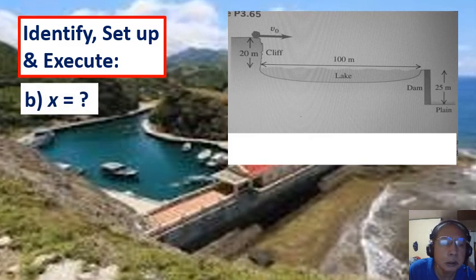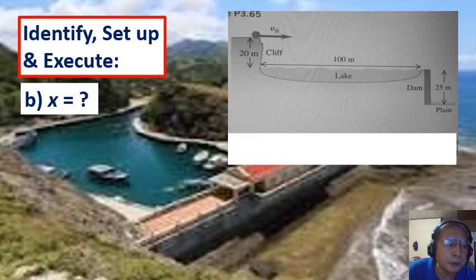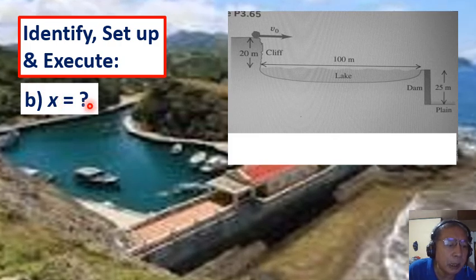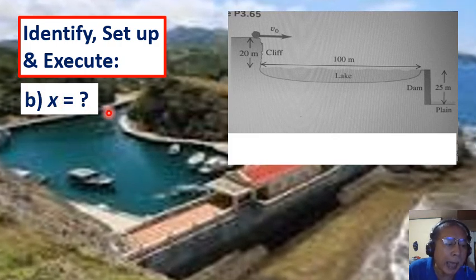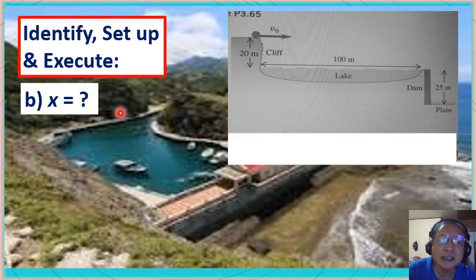Question letter B. Before we can solve for the displacement x, we need to find the velocity v sub y after the time of 2.0 seconds.